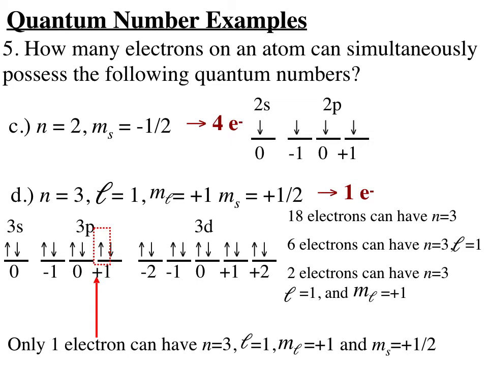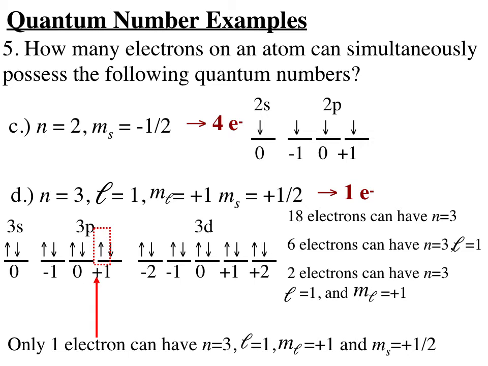In case D, we're given that n equals 3, L equals 1, m sub L equals +1, and m sub s equals +1/2. So we are given 4 quantum numbers. First, you should note that they are all valid, because when n is equal to 3, L is allowed to be 1. When L is equal to 1, m sub L is allowed to be +1. And of course, m sub s is allowed to be +1/2.